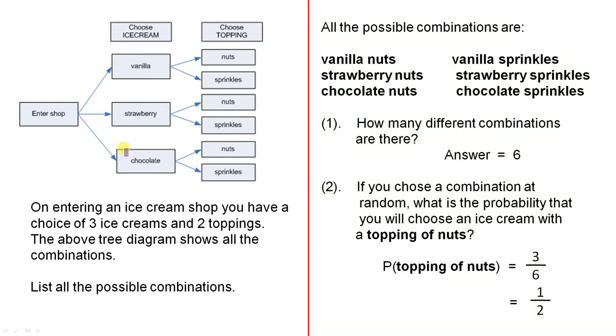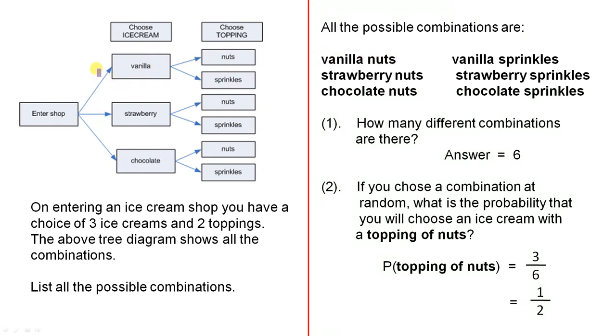Here's another example. On entering an ice cream shop, you have a choice of 3 ice creams and 2 toppings. The above tree diagram shows all the combinations. We're going to list all the possible combinations. So here they are. So you remember, you start here on the tree diagram and you work right up to the top, and then you come back to the beginning and you keep continuing until you reach the bottom.